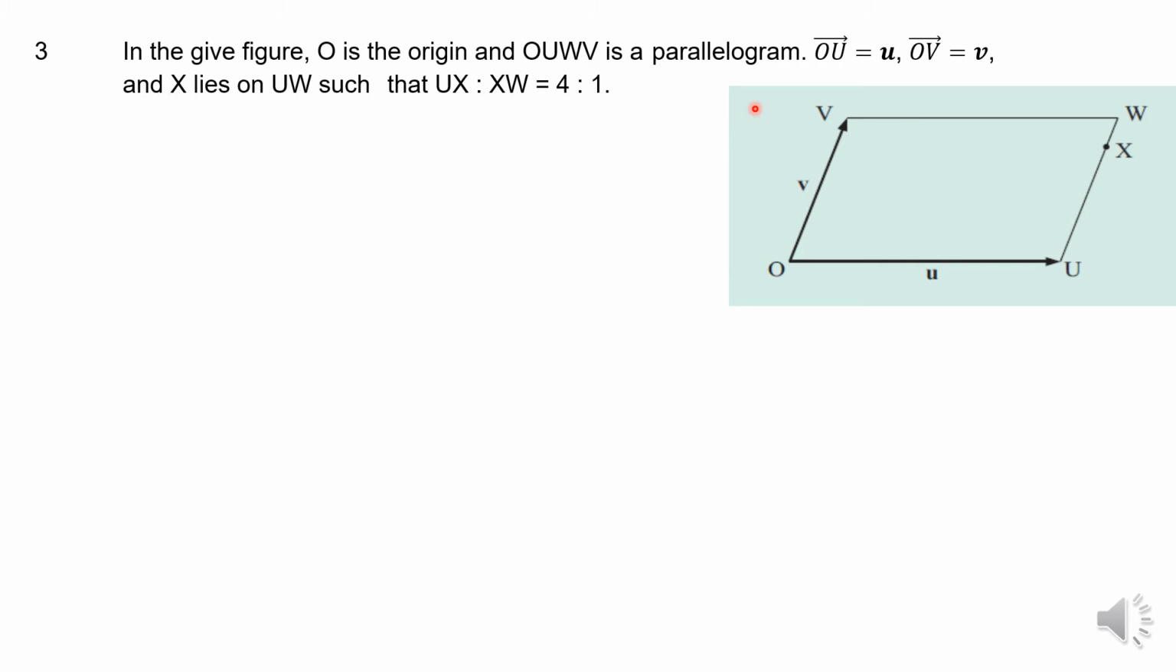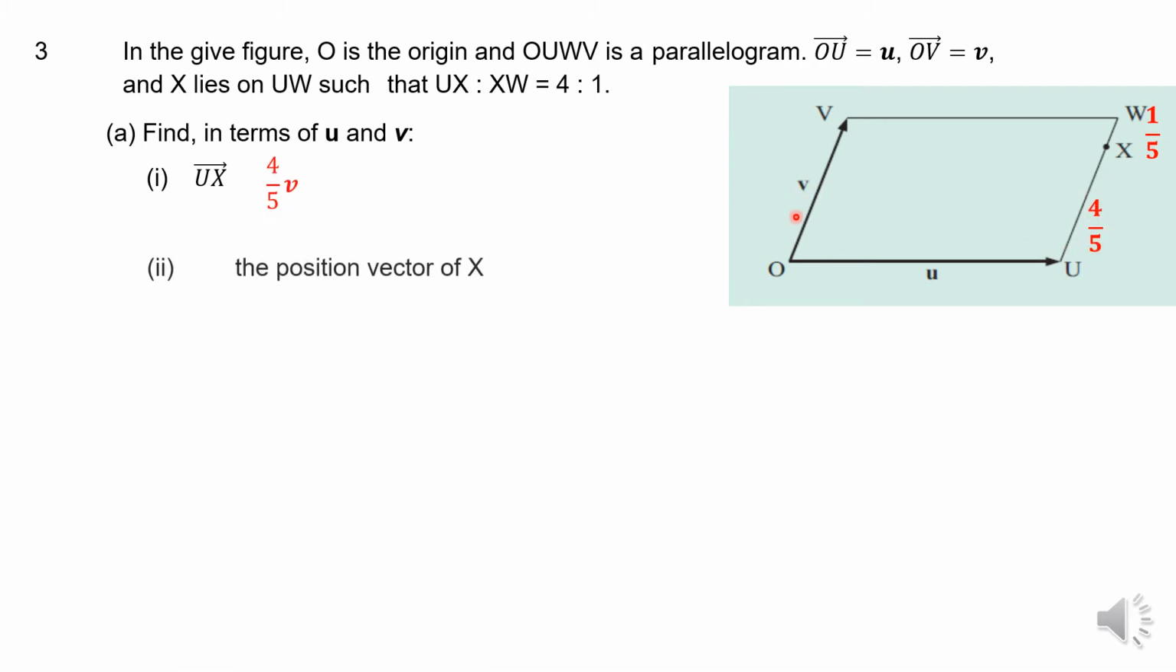We also know that this particular line has the ratio 1:4, so from W to X represents 1/5, and from X to U represents 4/5. They want us to find UX, which is straightforward. We know that the whole of U to W is V, so U to X will just be 4/5 of that V.